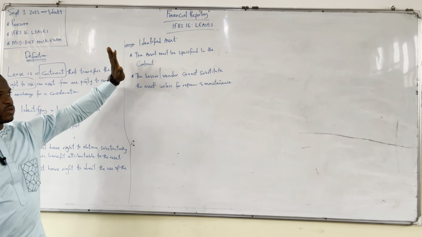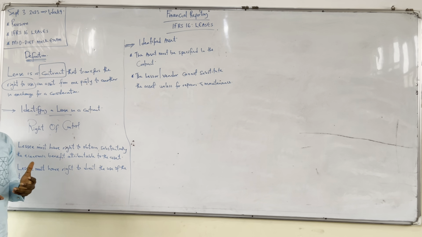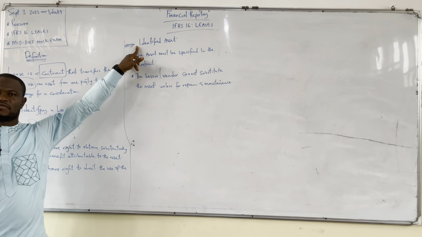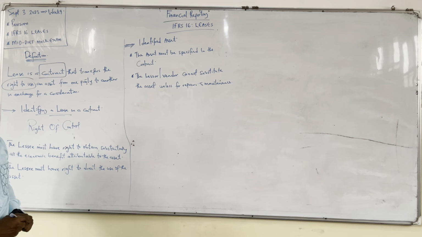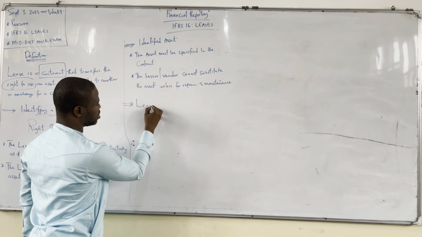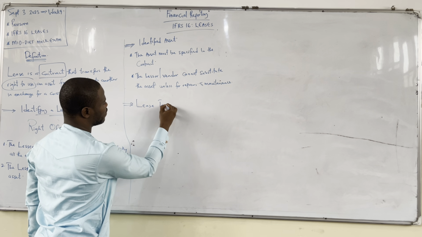So that is it about identifying assets. In a question, this is how to identify a lease: one is right of control, and two is what? Identified asset.